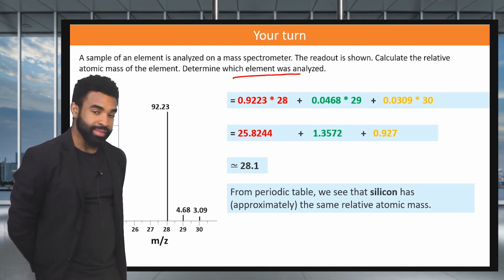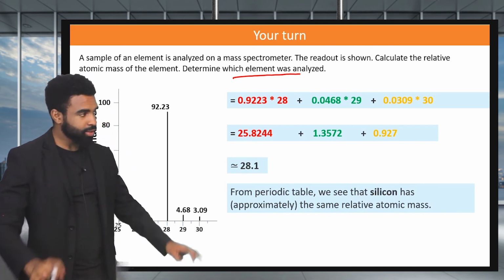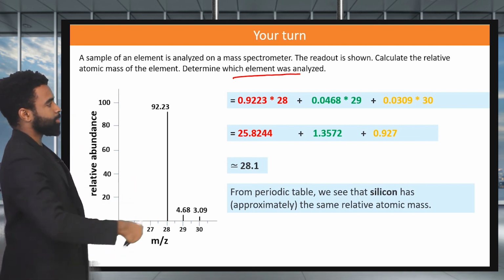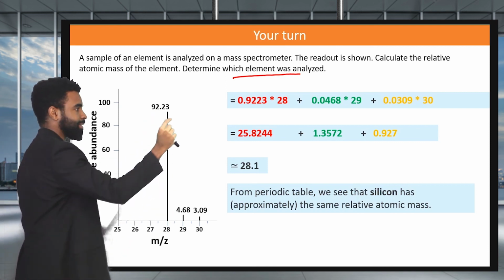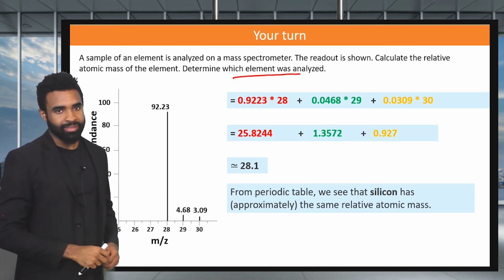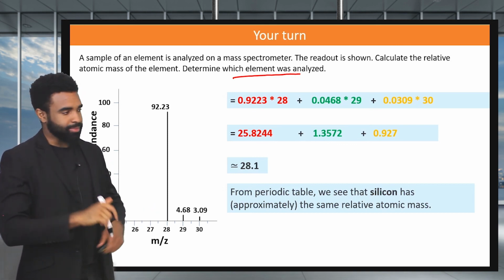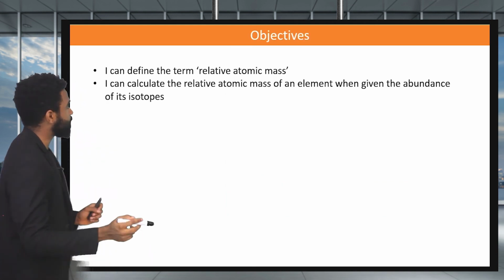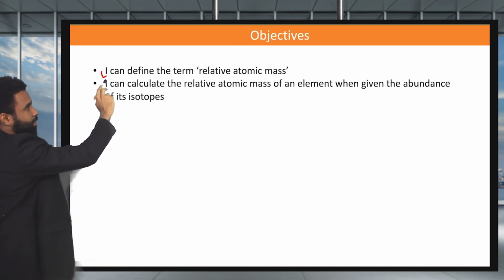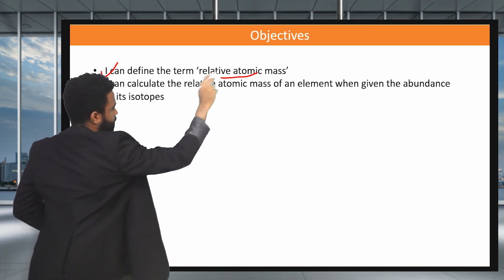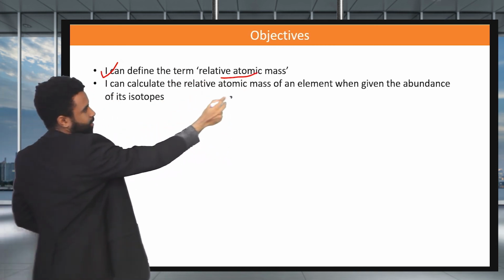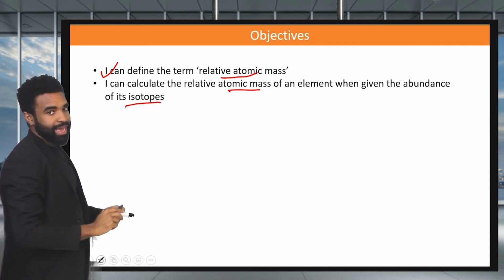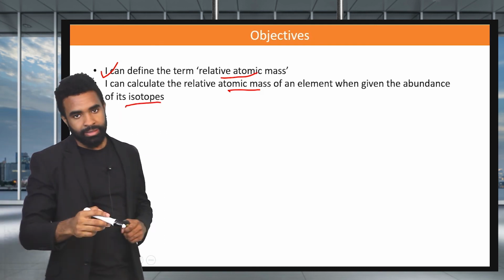So hopefully now you get the general idea for doing these. It's really quite simple, so we won't spend too much time on it. All you do is you take the percentage abundance, you multiply it by the mass number of each isotope, and you add them together and you get a final answer. So I'd say now that we've covered both of these objectives, I can define the relative atomic mass, hopefully you remember that definition, and I can calculate the relative atomic mass of an element when given the abundance of its isotopes. You might need some more practice on this.